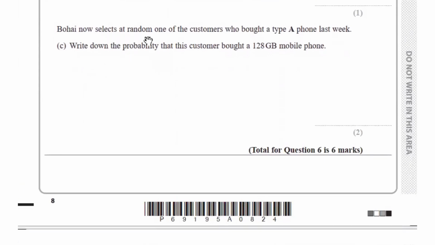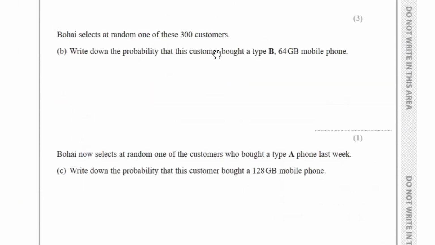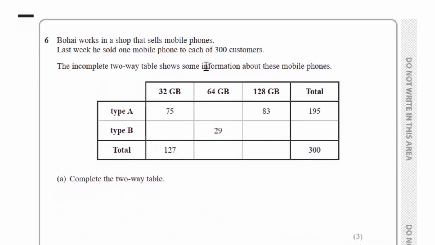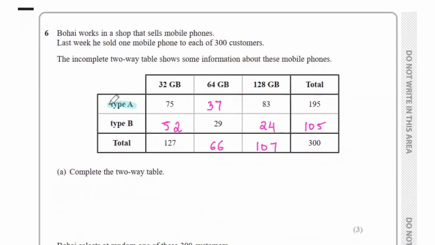Then it says Bahai now selects at random one of the customers who bought a type A phone last week. Write down the probability that this customer bought a 128 GB mobile phone. So it's type A and it's 128 GB. Type A, 128 GB, so that's 83. And the total number of type A phones is 195.